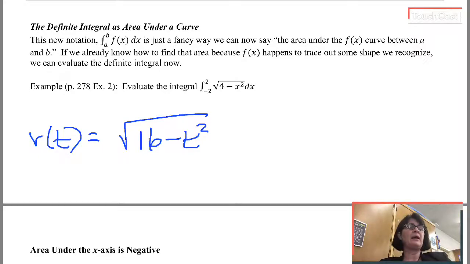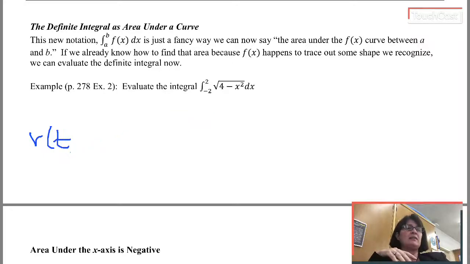And you knew how to make this graph. We said this was going to be the graph of a circle, the upper half of a circle with radius 4, and you used a geometry formula to find that area. This is a very similar question, but I haven't said anything about velocity. In fact, I don't even have a context here. I just have this new symbol, which now I know means find the area under this curve between these two x values.